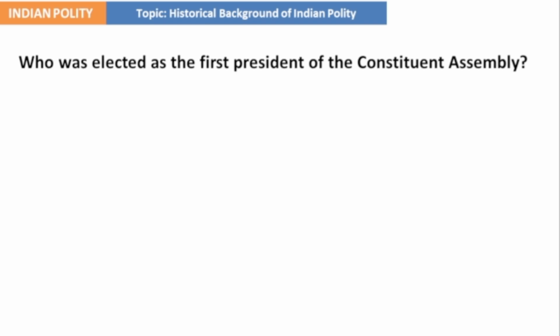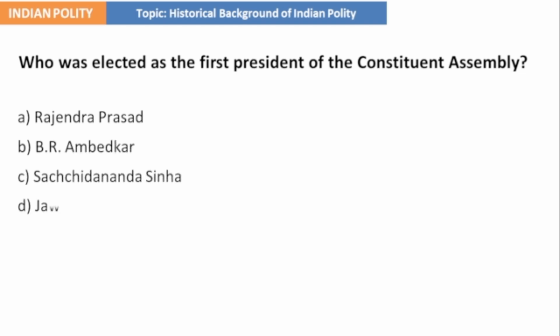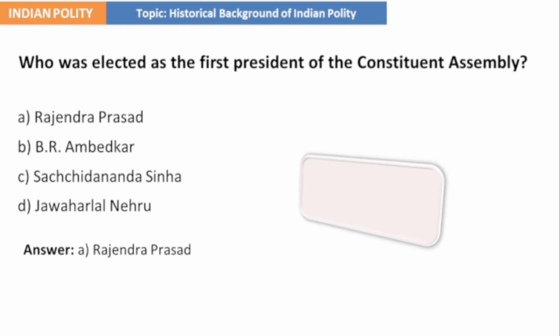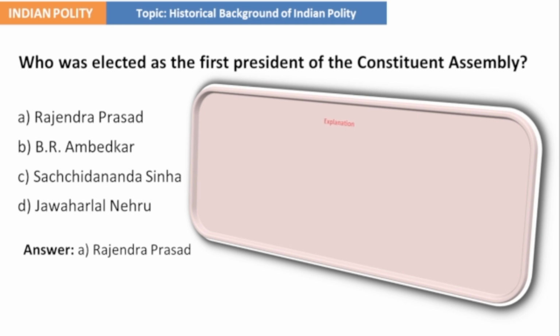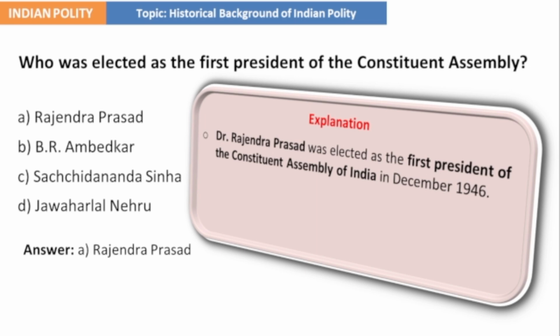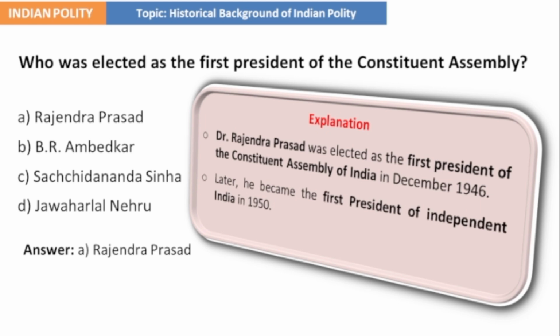Who was elected as the first president of the Constituent Assembly? And the answer is option A, Rajendra Prasad. Dr. Rajendra Prasad was elected as the first president of the Constituent Assembly of India in December 1946. Later, he became the first president of Independent India in 1950.